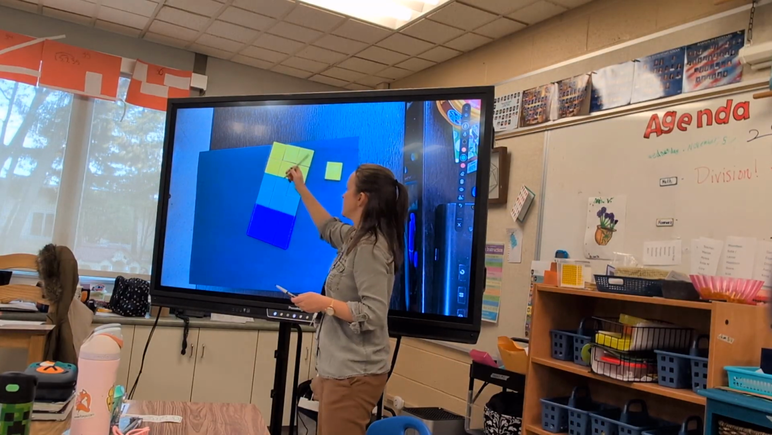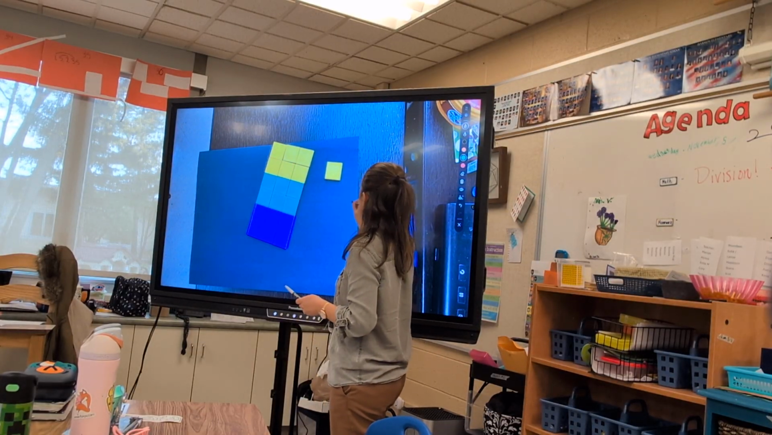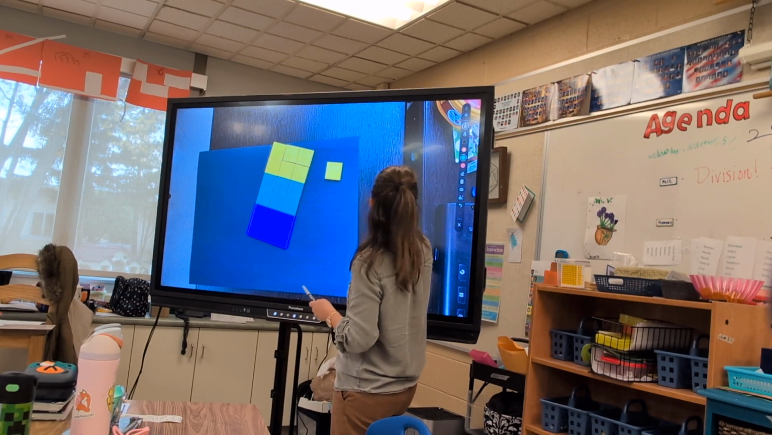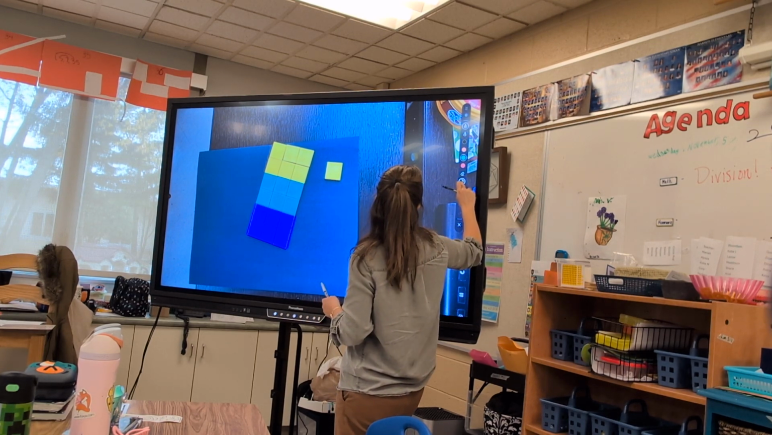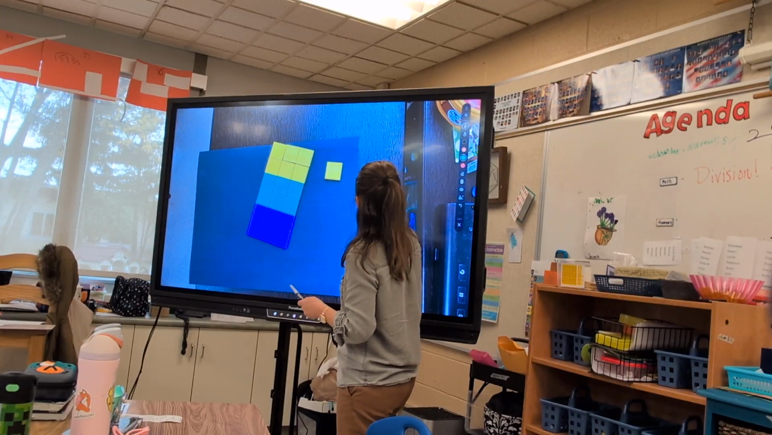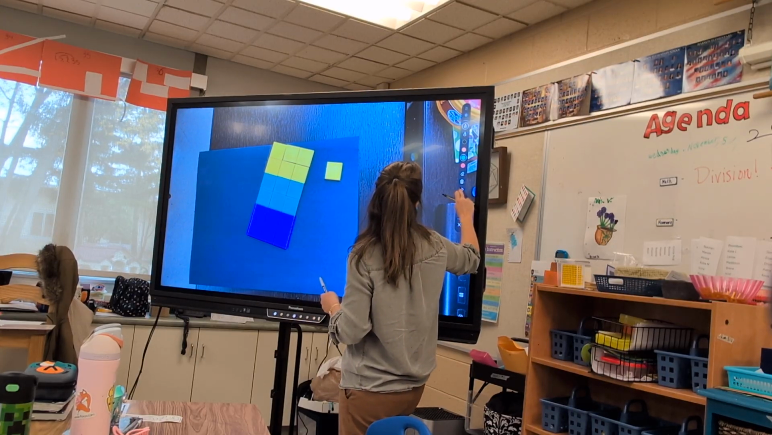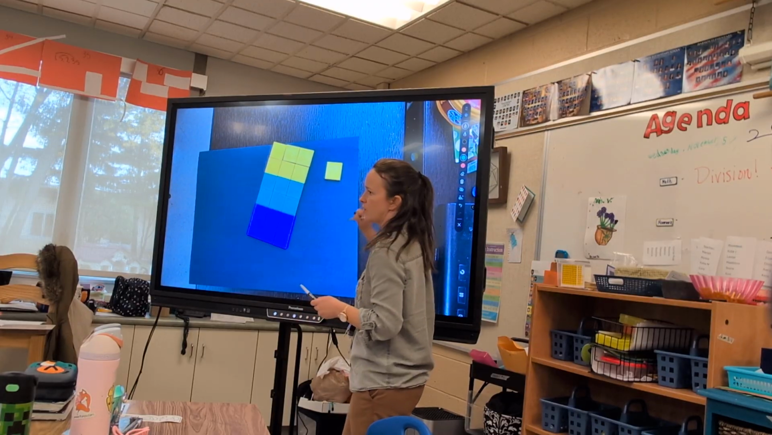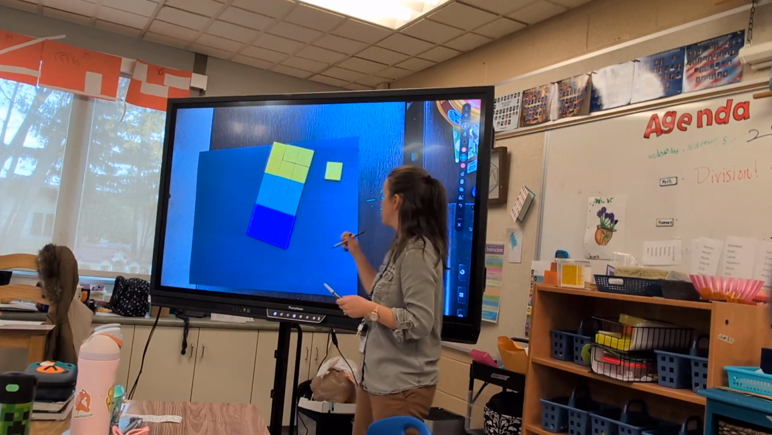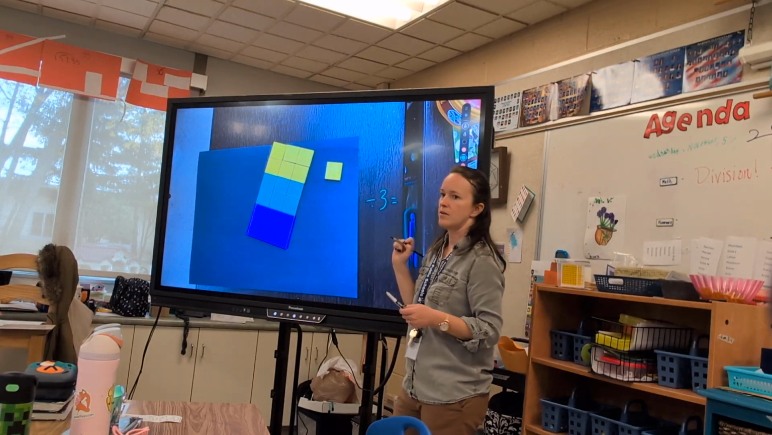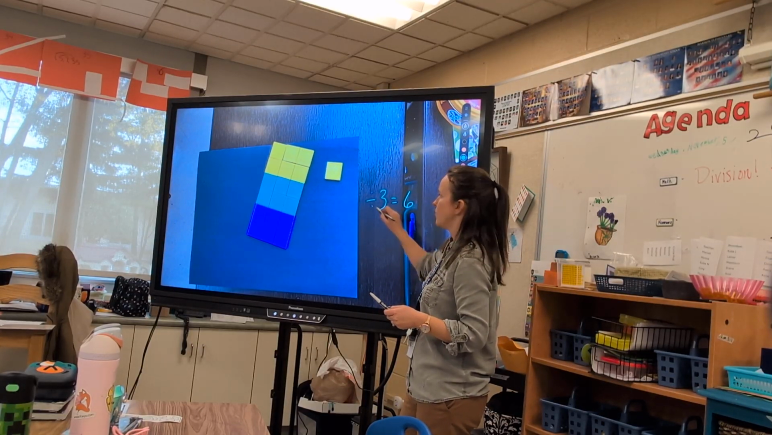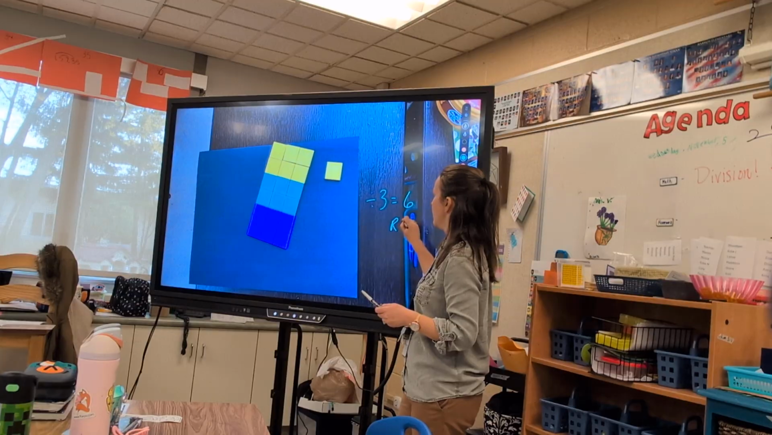Let's start with something easier. When you split it into 3 equal groups, let's delete that. Split it into 3 equal groups. How many ended up in each group? Okay. How many was left? 1 person was left. Okay.